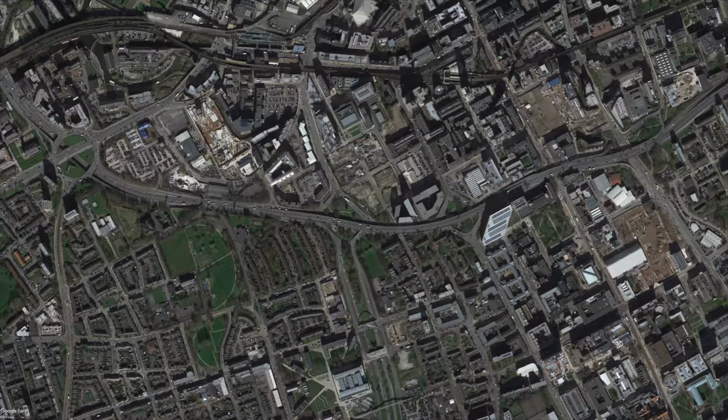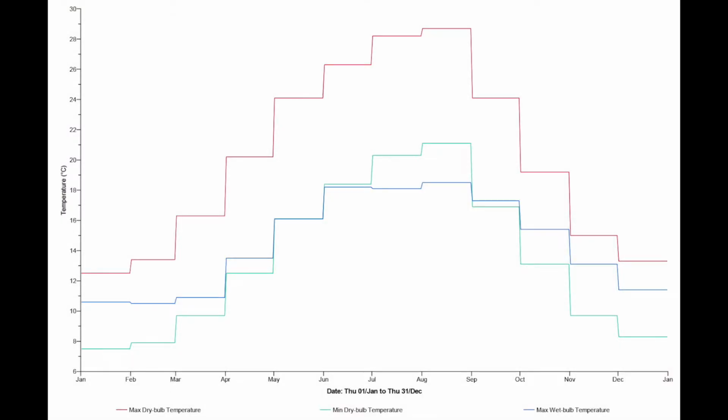The site is a 3,560 square meter plot stationed in a multi-use area within the city center. It's located near the intersection of Oxford Road and the Mancunian Way. The weather in Manchester tends to be moderate to cold.